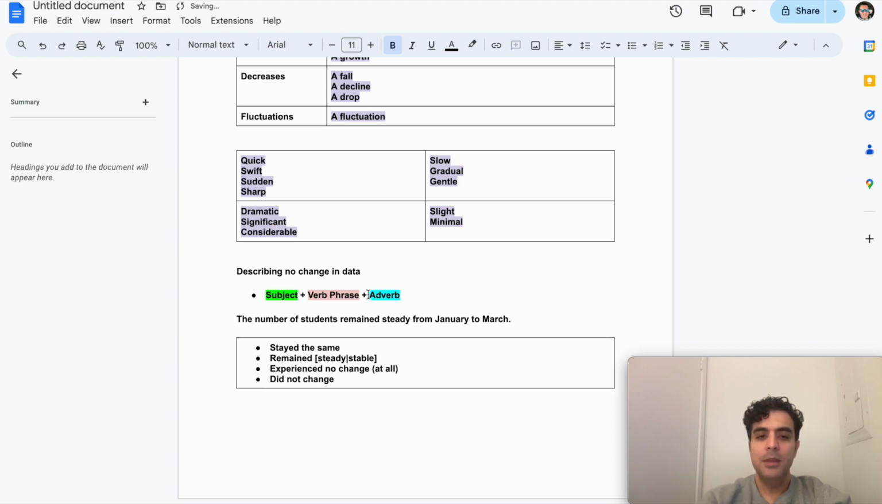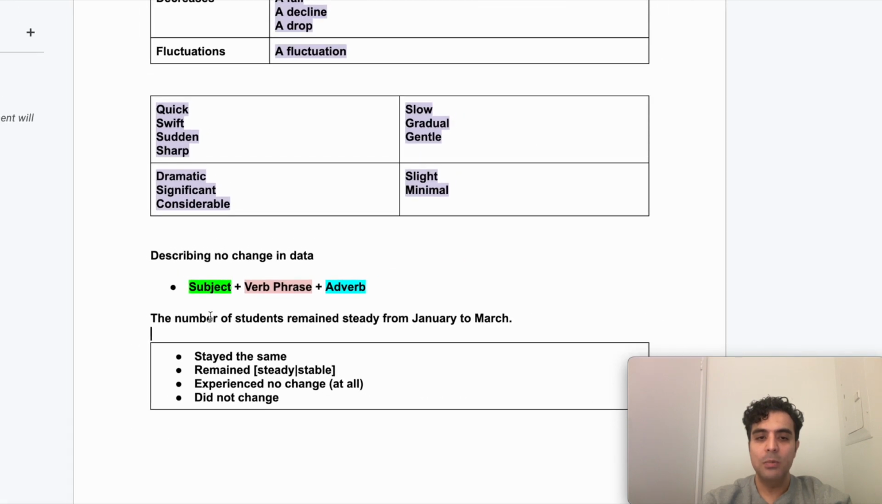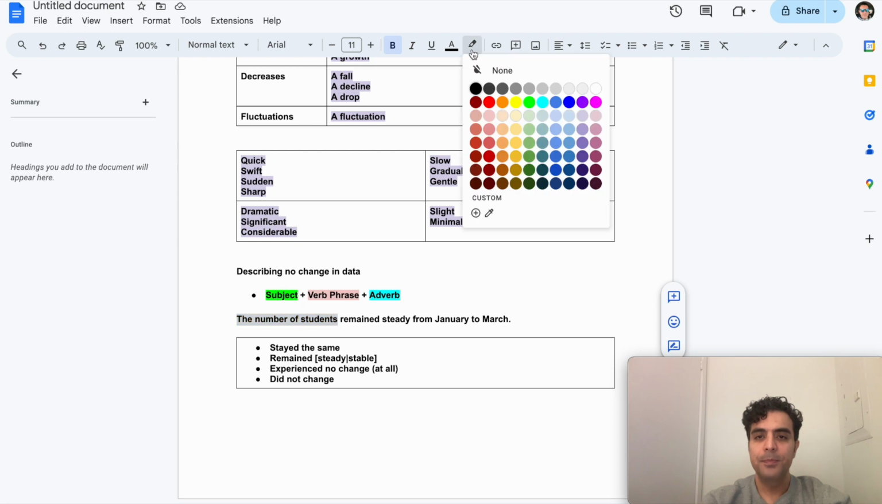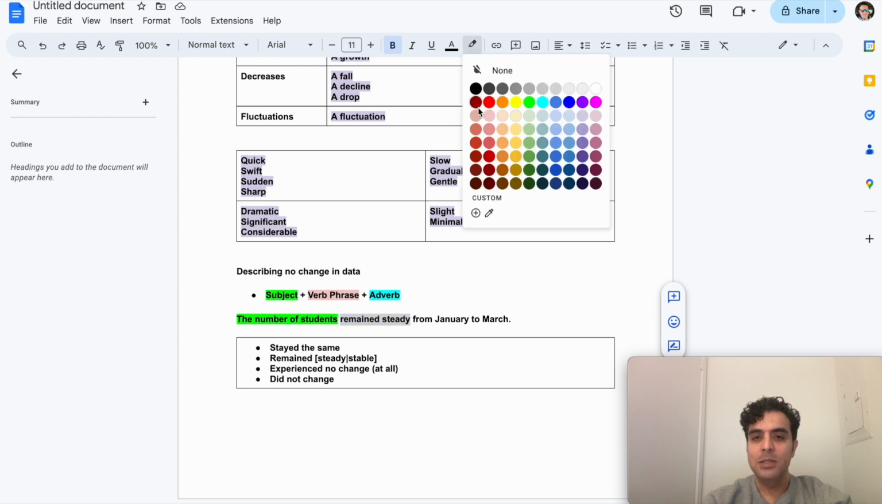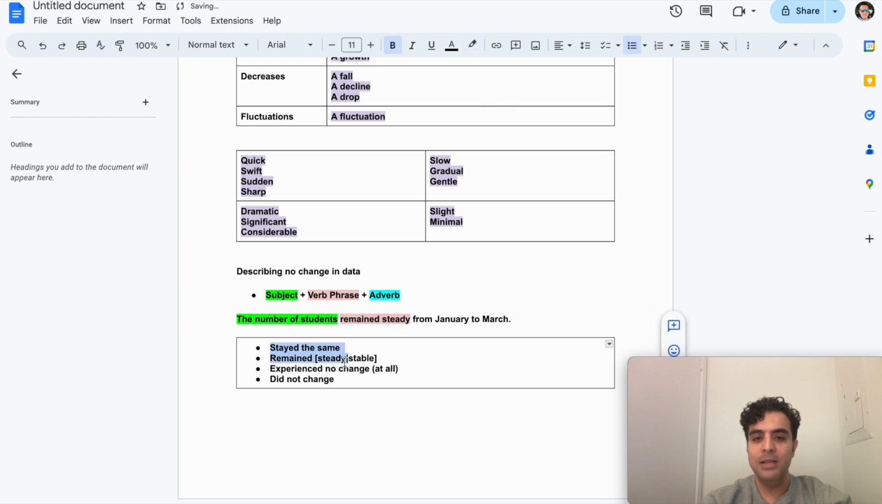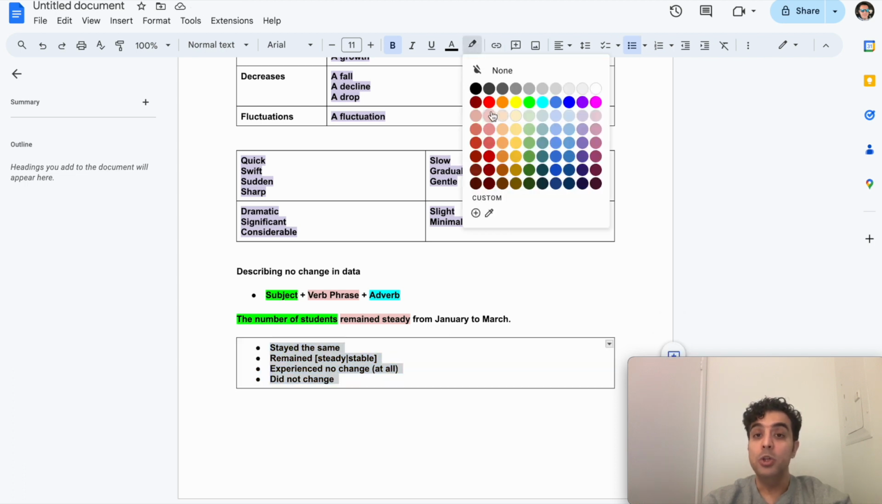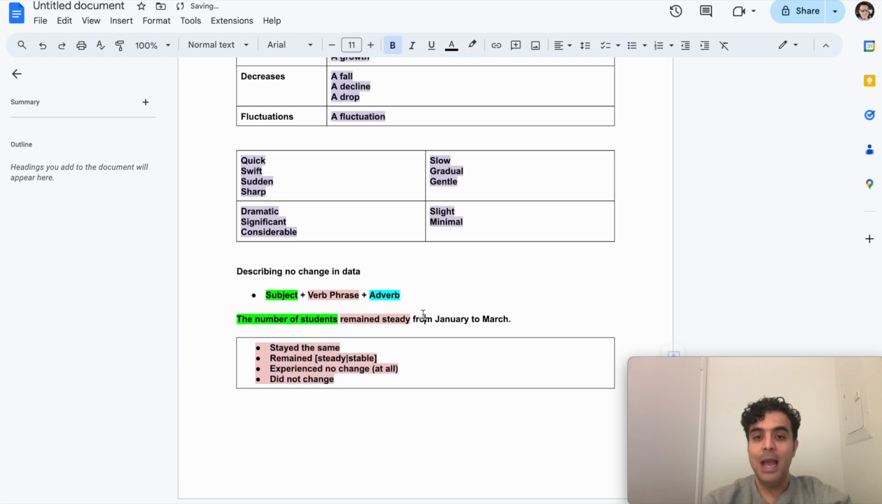Notice what I did? The number of students, this is my subject, so I'm going to color code this in green. And then remained steady, this is my verb phrase that I'm using. And so if you're wondering where did these verb phrases come from, remember, I just introduced them to you. So these are all the structures that you could describe no change at all. Okay? And then from January to March, that's my adverb.